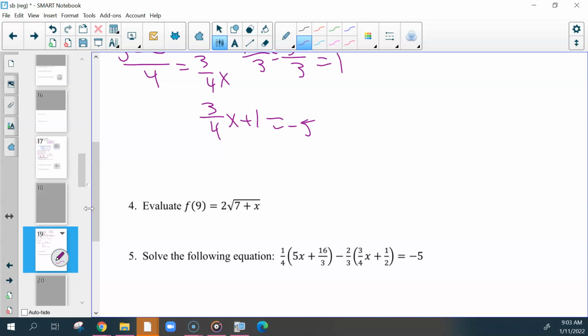And then we could just solve this for x. We subtract 1 on both sides. You can either divide both sides by 3/4 or multiply by the reciprocal. So this would be -24 over 3 or negative.